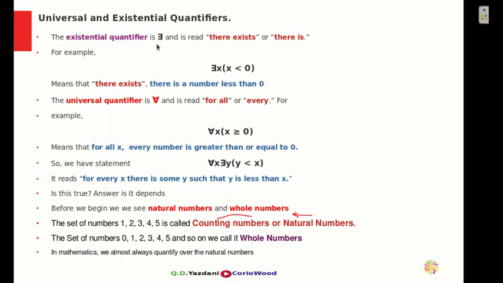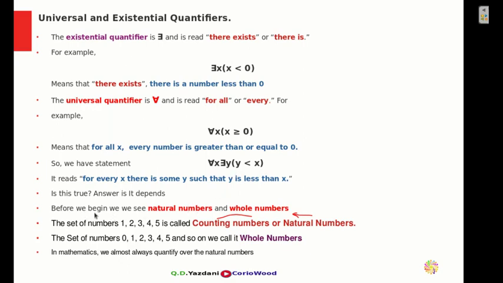We've seen the existential quantifier looks like an E, but backwards, and it reads "there exists" and "there is". For example, there exists a number which is less than 0. The universal quantifier is an upside-down A, and it reads "for all", "for every". For example, for all x, every number is greater than or equal to 0. That's how we read this. So we have this statement: for all x, there exists some y such that y is less than x. That's how we read this.